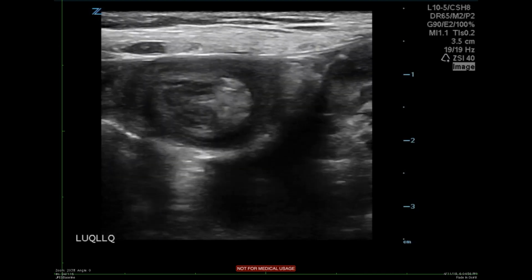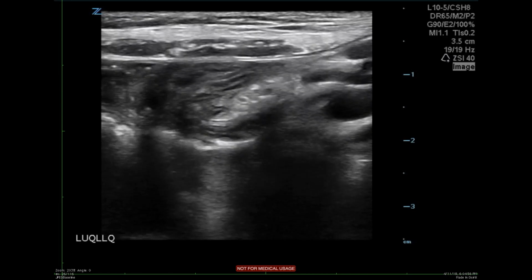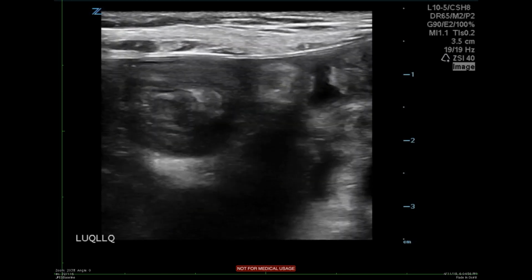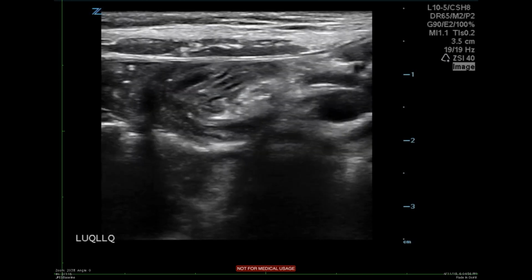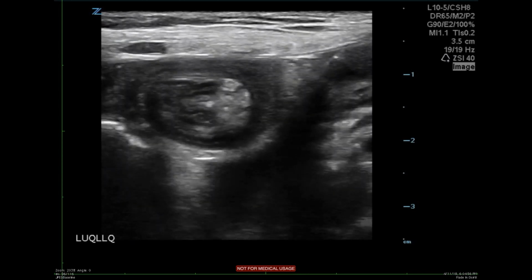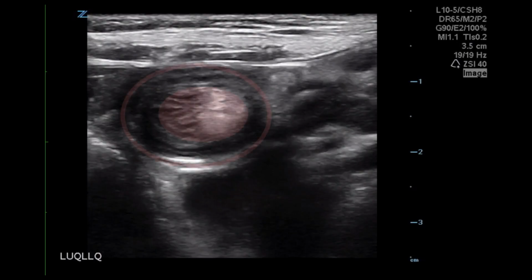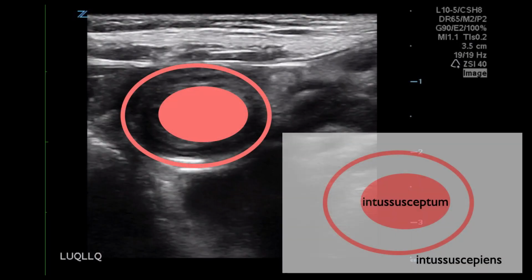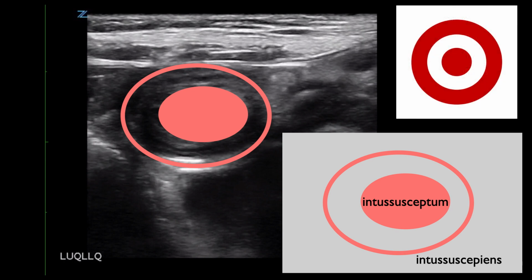Using the notations on this clip, we can tell that the scanner is going from the left upper quadrant to the left lower quadrant. We can see the concentric layers of bowel that form a target sign. This finding is concerning for intussusception. The area of bowel in the center of the target is known as the intussusceptum, whereas the surrounding area of bowel is called the intussuscipiens.